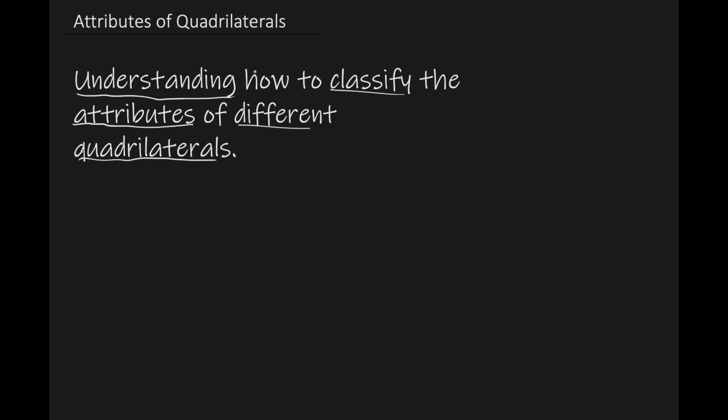Okay, so we all know what understanding is. Classifying is identifying it, right? So if I see a shape like this, I could classify that as a square. And then classifying the attributes, attributes is like the parts, what makes it a square.